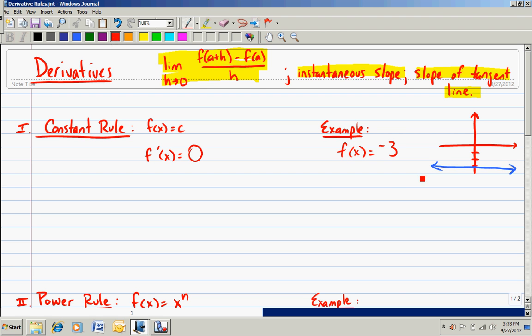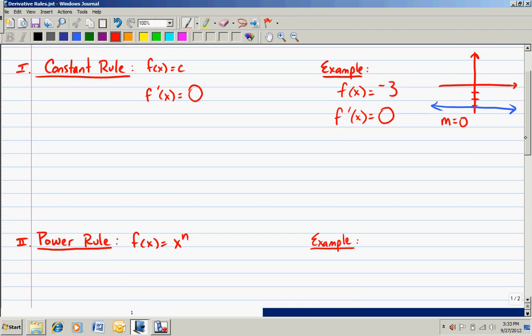So there's -3. And clearly, if you were to calculate the slope of this line, it has a rise of 0 and a run of some real number other than 0. So the slope would be 0 because it is a horizontal line. So we know that f prime of x must be 0 because of the constant rule. And that makes sense to us because the instantaneous slope, the slope at any point on this blue line, would always be 0.